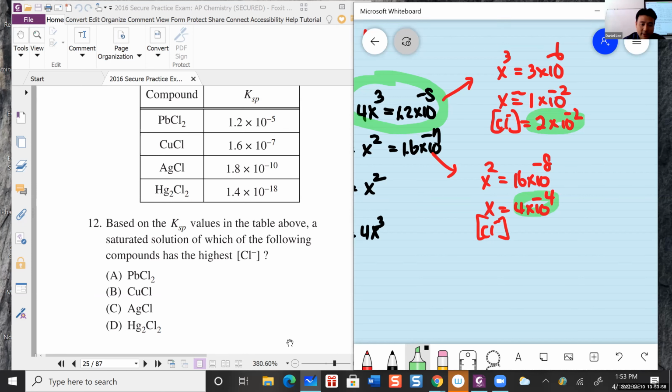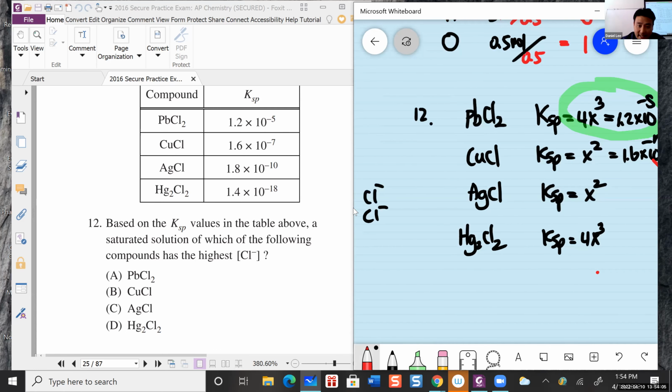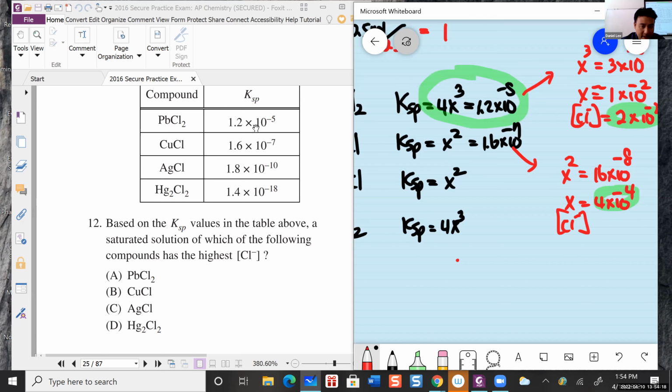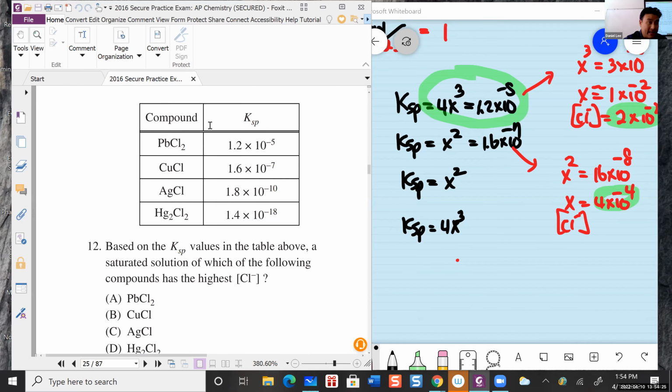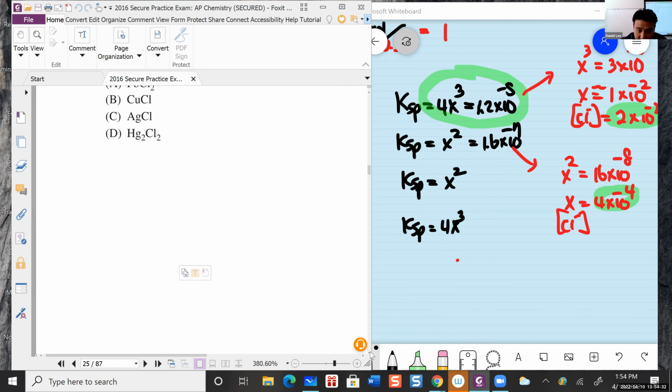So if you take a best guess, everybody will pick A just by looking at the Ksp. But why I'm doing this is technically, you cannot just look at Ksp. You have to look at x, the smaller solubility, and then also 2x for chloride, yeah? So you actually have to solve for x. But if you guess, the answer is going to be A, with the biggest Ksp should have the greatest concentration. But technically, you cannot. You got to solve for it, okay? So anyway, the answer is A for number 12, if you had to guess it. Okay, let's look at the next one.